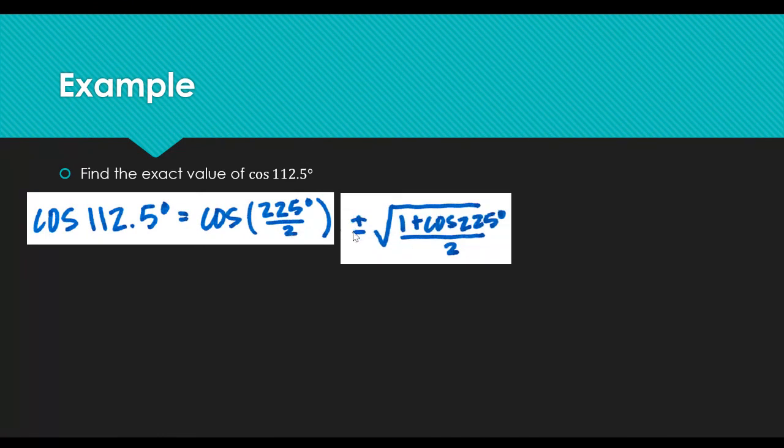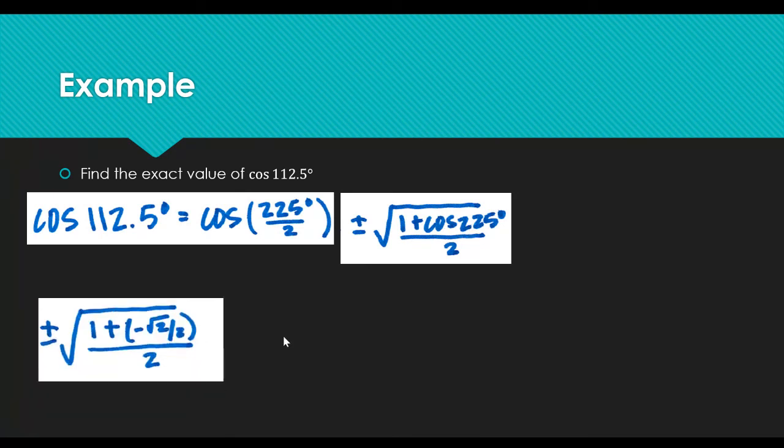So that's going to be plus or minus the square root of 1 plus cosine of that top angle, 225, over 2. So I look up my unit circle and I say, okay, what is cosine of 225? Well, it's negative square root of 2 over 2. I can't even read my own writing, guys. So it's negative square root of 2 over 2.